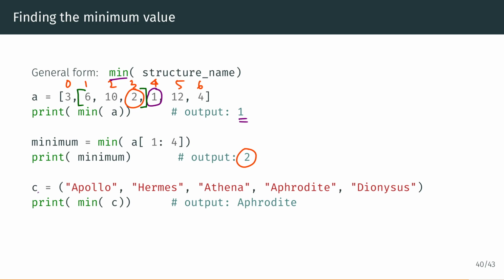Finally, in the third example, we have this list again, list of Greek gods, Apollo, Hermes, Athena. And the minimum would be the lexicographically minimum.